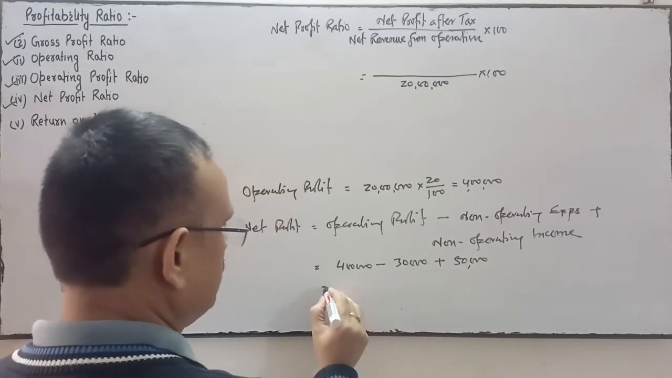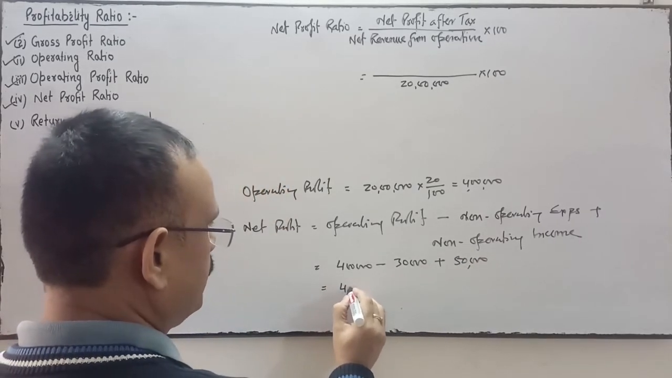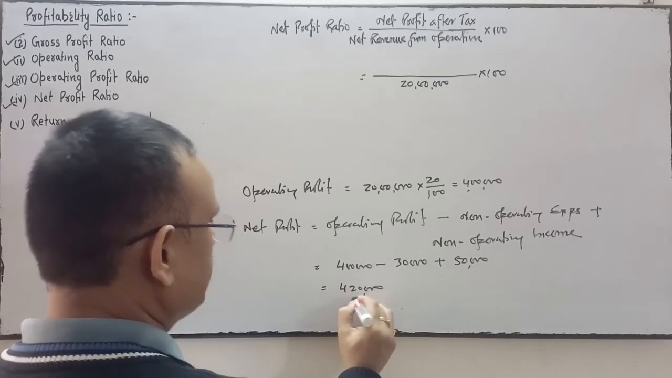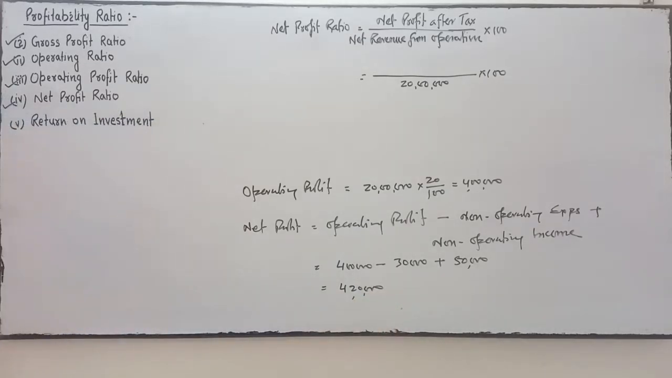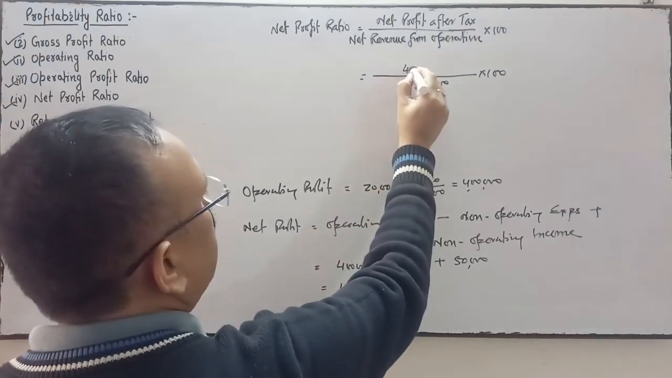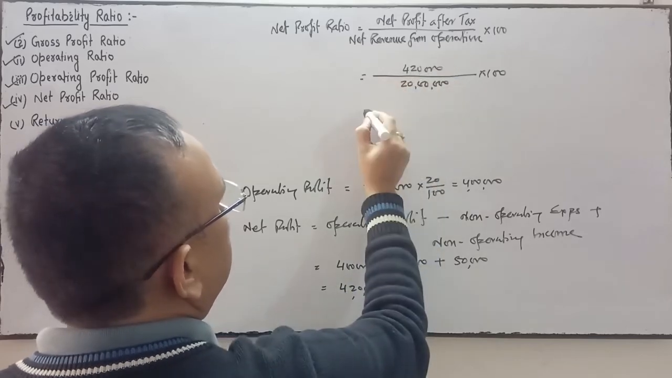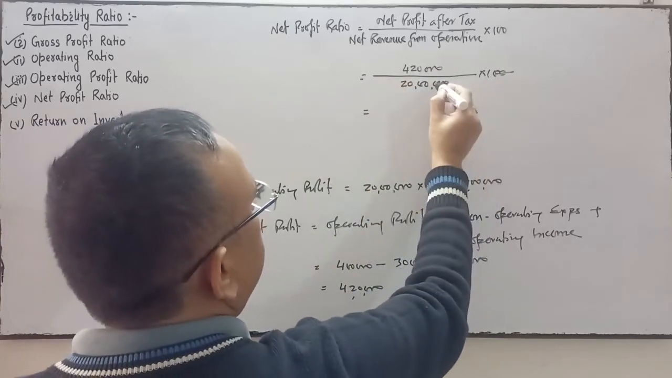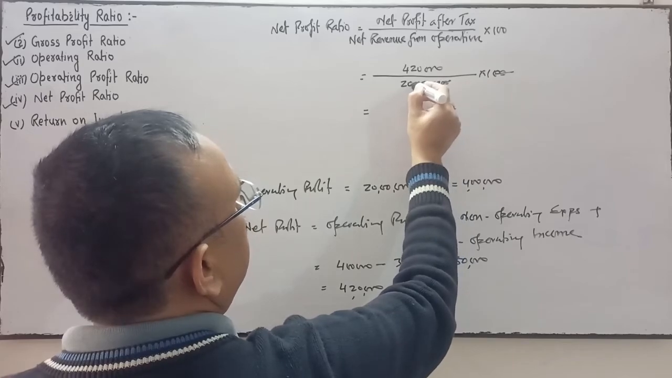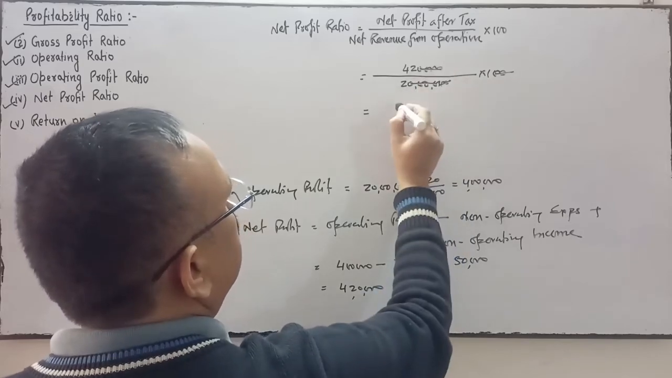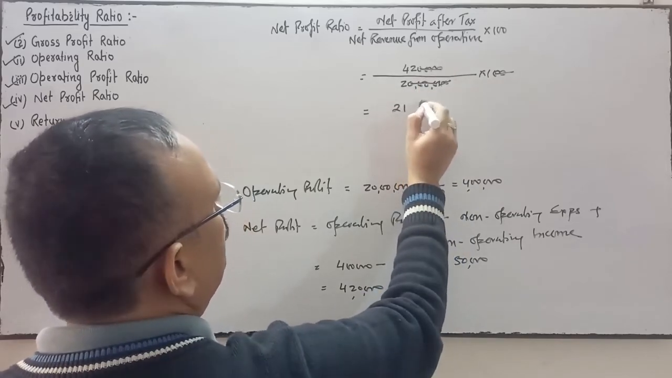So it is 4,20,000. 4,20,000 is our net profit. So write the net profit over here, 4,20,000. So it is 21%.